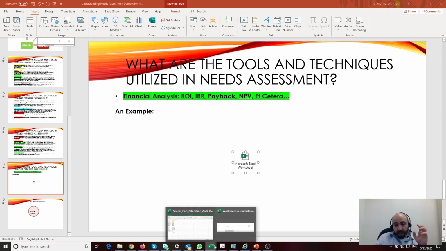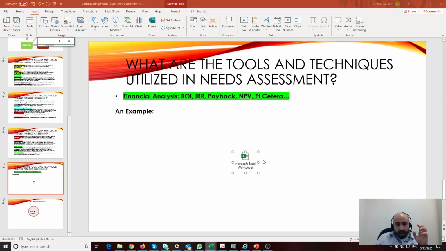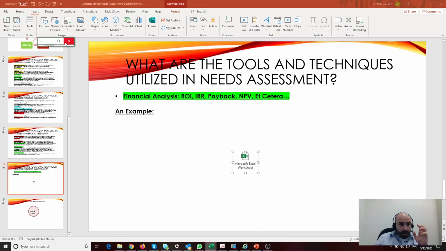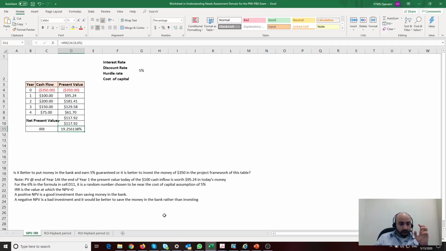But in general, the business analyst doesn't need to be a chief financial officer, nor a financial expert, but it's expected that the business analyst should have a minimum level of understanding of these accounting and financial analysis criteria or financial engineering.